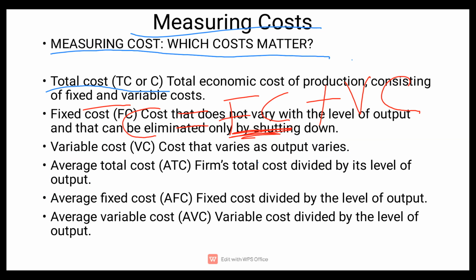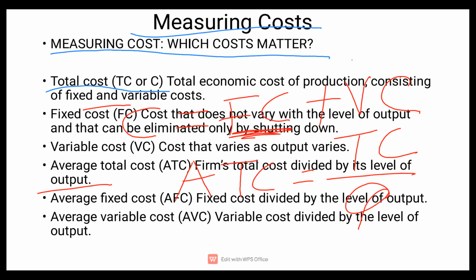Then the average total cost. Average total cost is basically total cost divided by what? Output. Total cost divided by output Q is equal to average total cost, or average cost. That is very important. You need that. I'm showing you now cost theory.